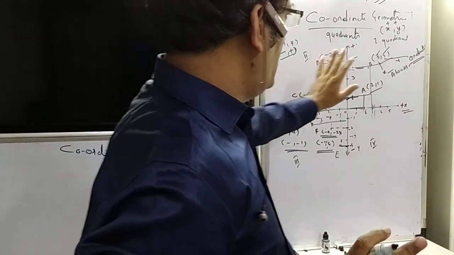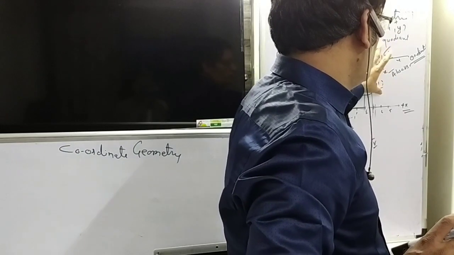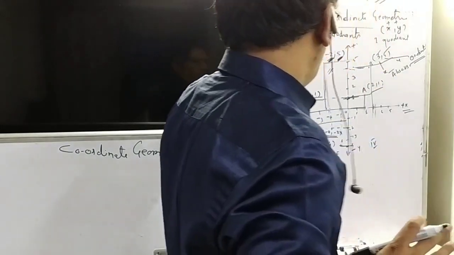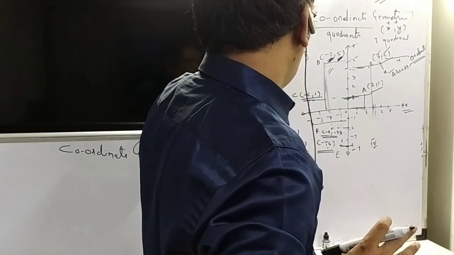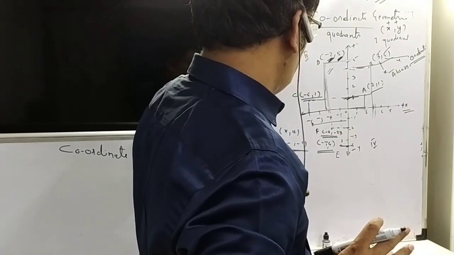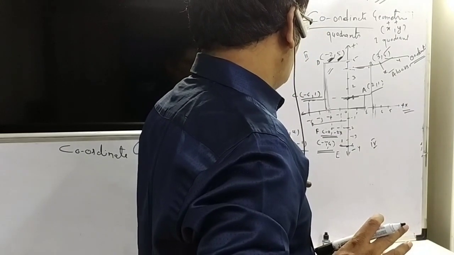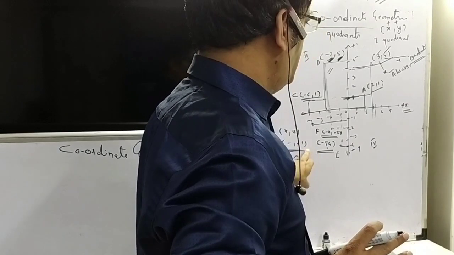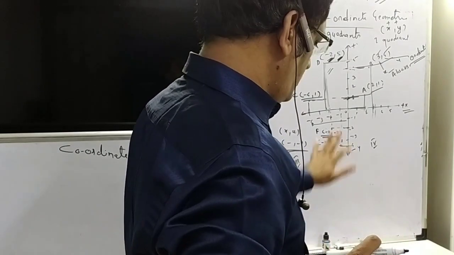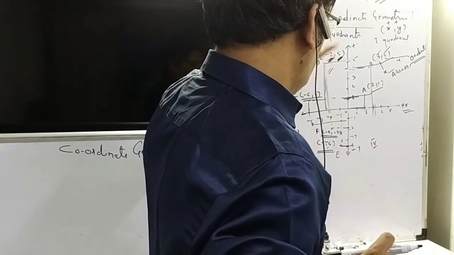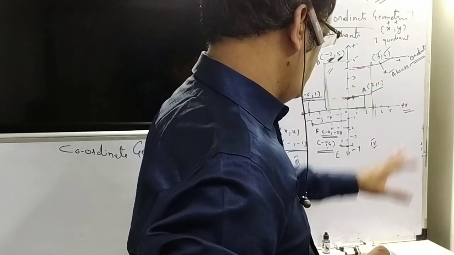Clear? Now, in the first quadrant both are positive. In the second quadrant the x coordinate is negative and the y coordinate is positive. In the third quadrant both coordinates are negative. So first of all, we remove all this and do it freshly, because now this figure is looking messy.